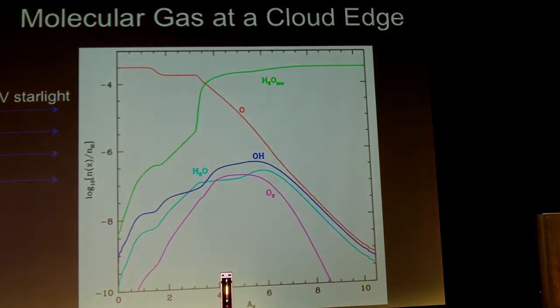And this is just a chemical model that shows this. Don't worry about it. The main thing to see is this is all the oxygen in water ice, and there's just a little tiny bit of water gas that results from popping off of there.